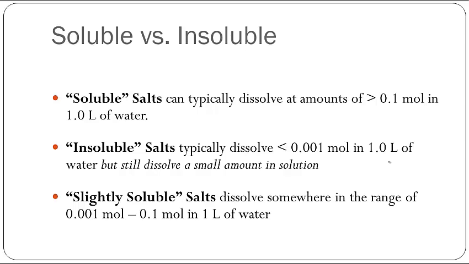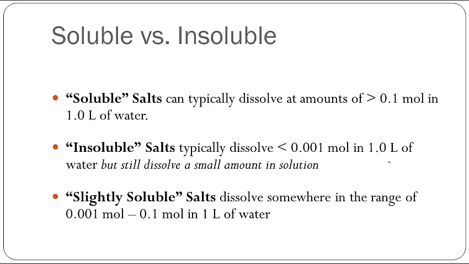So now we're going to talk about soluble versus insoluble salts. These are not things that you need to memorize. These are just general rules of thumb. When we say a salt is soluble, like sodium chloride, that means we can dissolve about 0.1 mole or more in 1 liter of water. Insoluble is 0.001 moles, and slightly soluble is somewhere in between. We're going to be calculating a lot of these things, but in general, what are the most important rules for solubility that we remember?